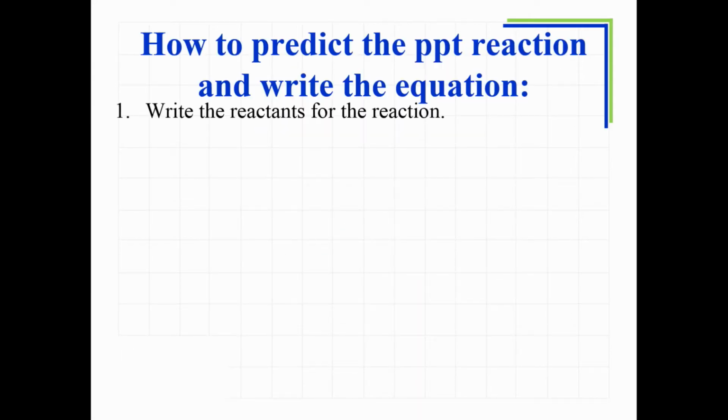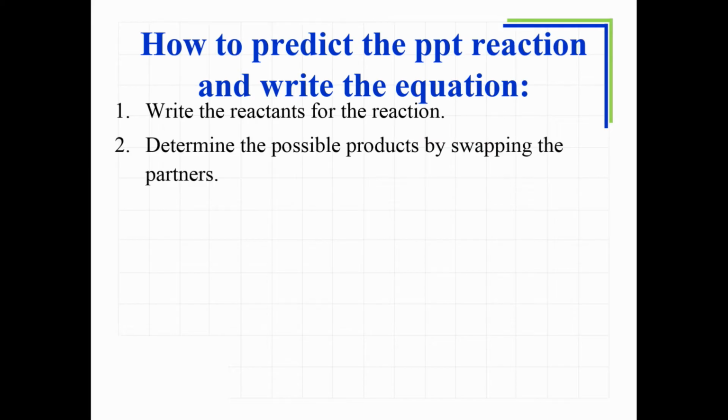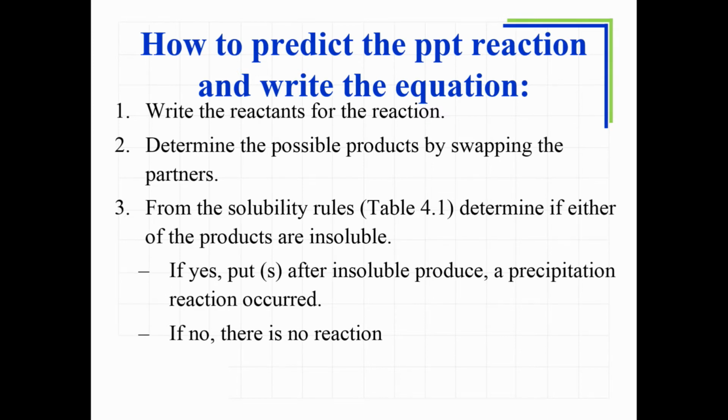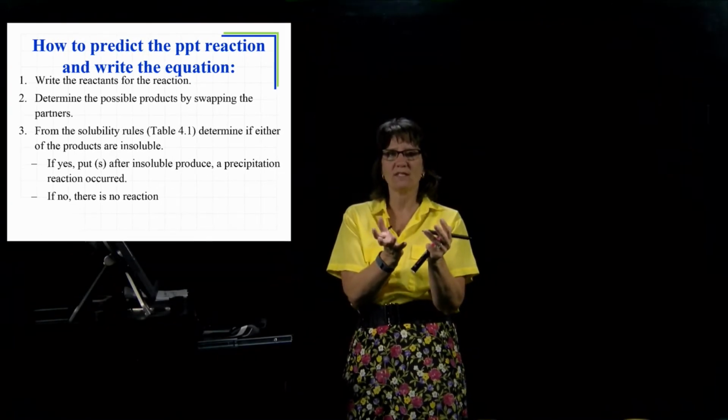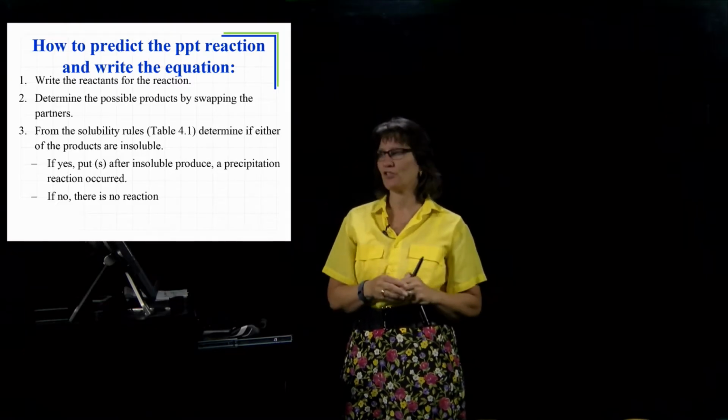So how to predict a precipitation reaction? The first thing that you want to do is write the reactants for the reaction. Then you are going to do a partner swap. Put the cation of one with the anion of the other and vice versa. So you're swapping the cation-anion partners of the reactants. Then you're going to look at the solubility rules, and you're going to look at those partner swaps. And you're going to decide whether or not the things that formed in this reaction are soluble or insoluble. If they're insoluble, then you put an S after it. What does that stand for? S doesn't stand for soluble. S stands for solid, right? So if it's insoluble, we'll put an (s) in parentheses after it, which tells us that that is a precipitate.